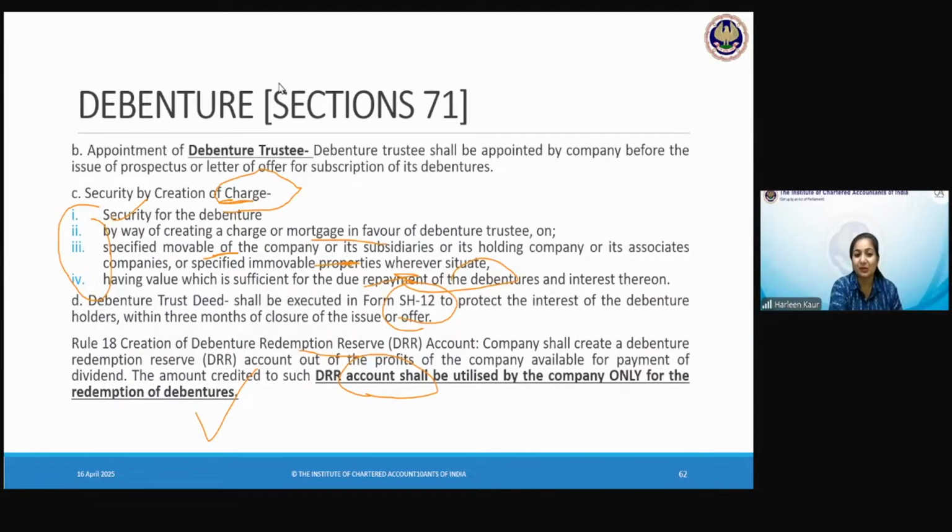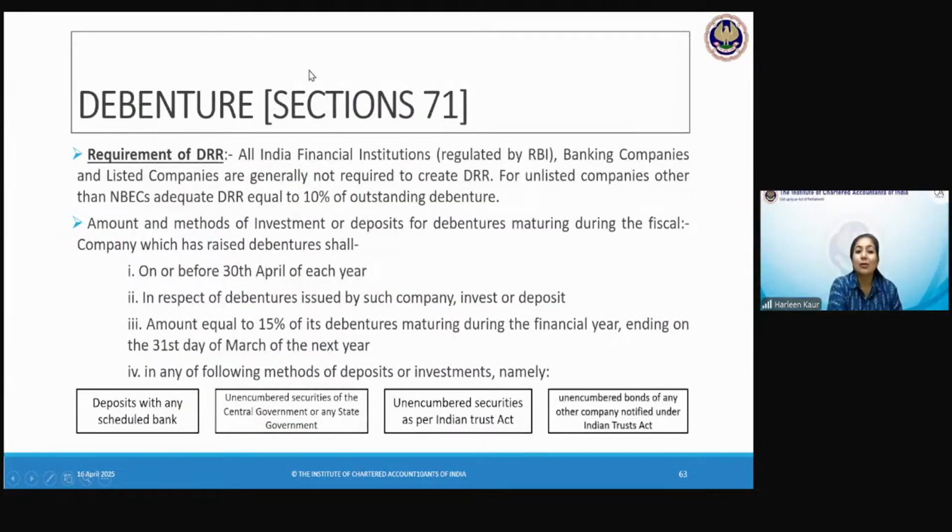Repayment of debentures. Very good. So now let's understand the requirements for DRR. How you're going to create a DRR. All India financial institutions regulated by RBI, banking companies and listed companies are not required to create DRR. Unlisted companies other than NBFCs, DRR equal to 10% of outstanding debentures is created. Now, how much DRR you have to create? 10% of the outstanding debentures.